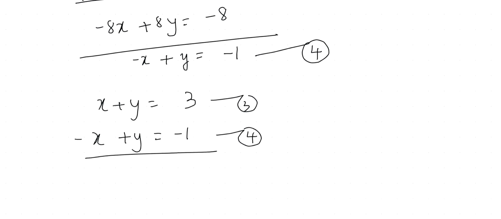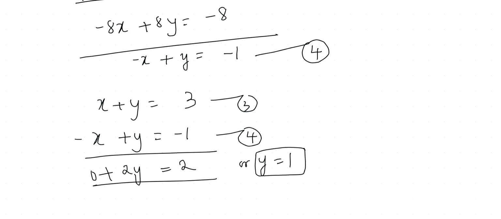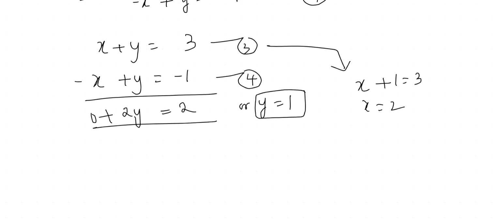Simply add them. When you add them, what happens? X will get eliminated. So we get 2y is equal to 3 minus 1 is 2, or y is equal to 1. And then when y is 1, just check. You can put it in equation 3. Don't go with equation 1 and 2. They are big numbers. If you look at equation 3, you put y is 1, x plus 1 is 3, giving me x is equal to 2. Okay. This is what we obtain. X is 2 and y is 1.